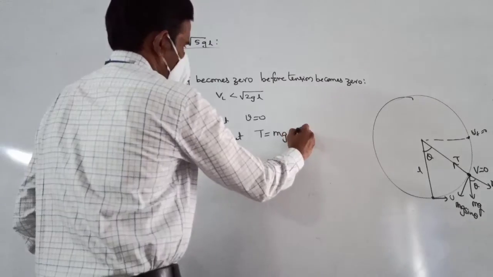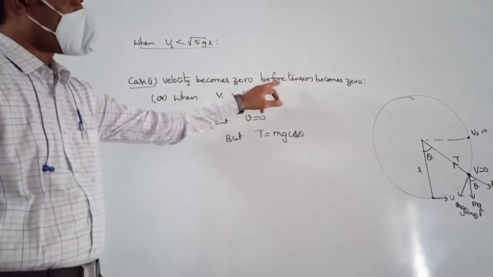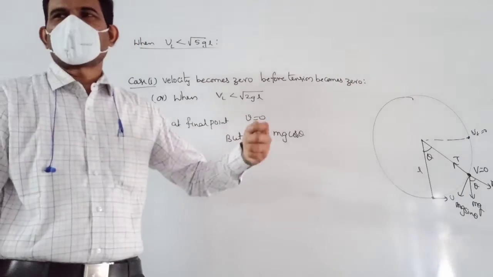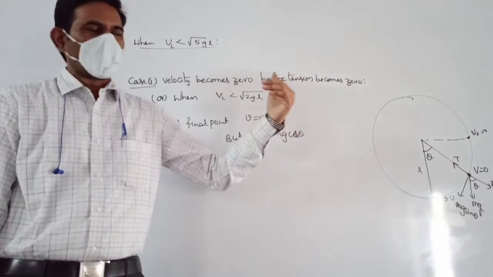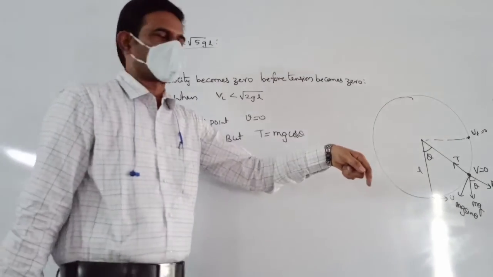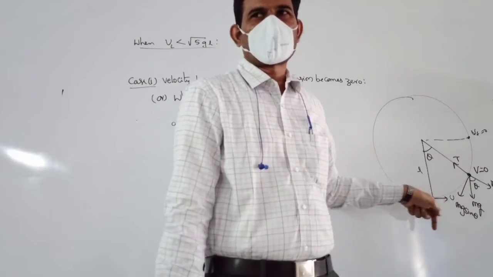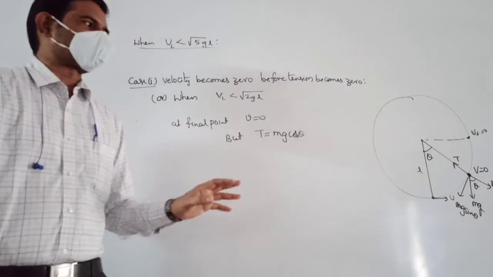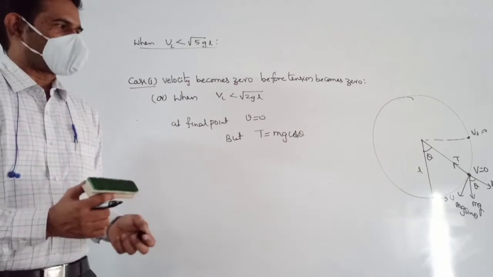So first the velocity of the bob will become zero, and in that case the tension won't be zero. Tension at any point is not equal to zero when velocity is less than root 2gL. That is the possibility in that case, and not many calculations are required for this. So when velocity is less than root 2gL, it will just oscillate like a simple pendulum.